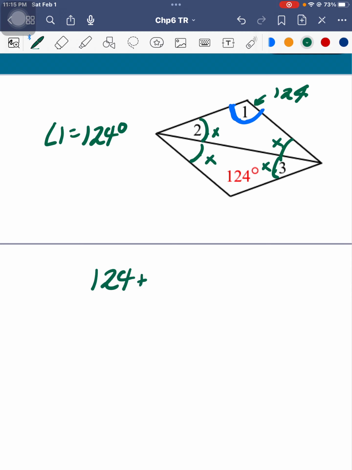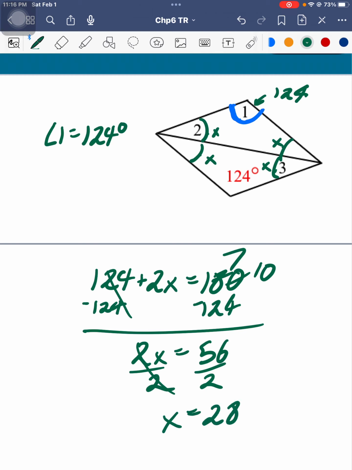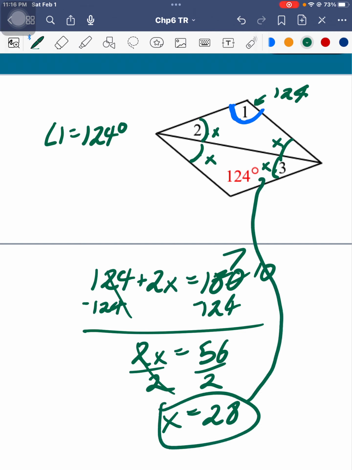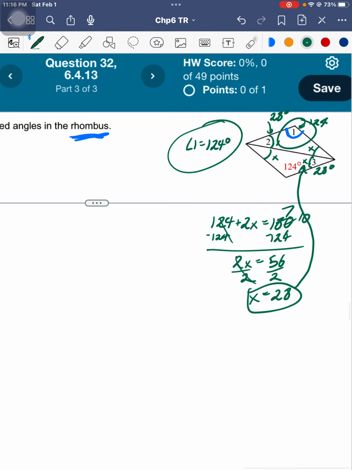What is 124 plus 2x equals 180, minus 124, minus 124. 56 divided by 2. What is that? 28, right? Yeah, 28. So my x should be 28, and if my x is 28, that means that not only is angle 3 28, but so is angle 2. It's 28. Perfect. And then that 124 that was over here. Good.